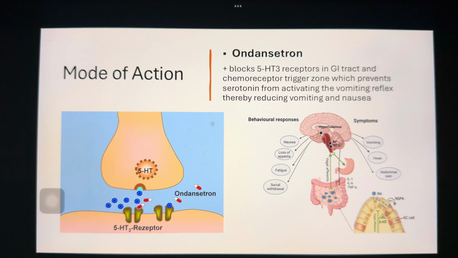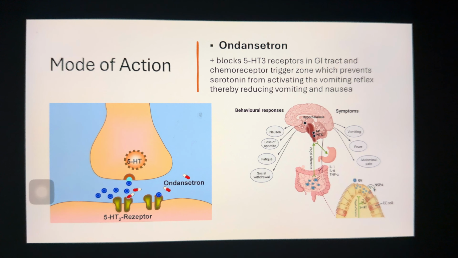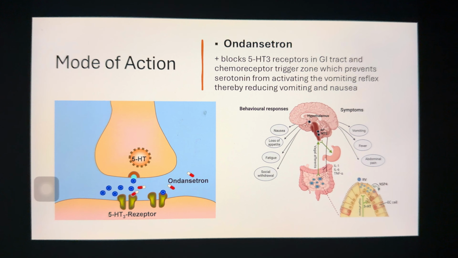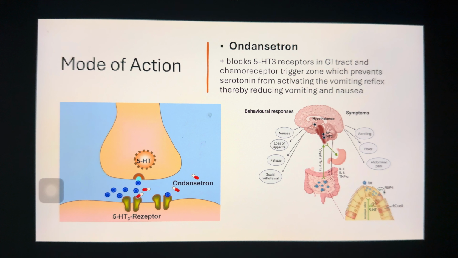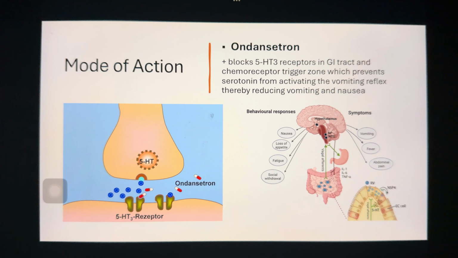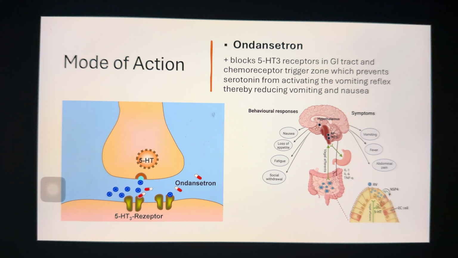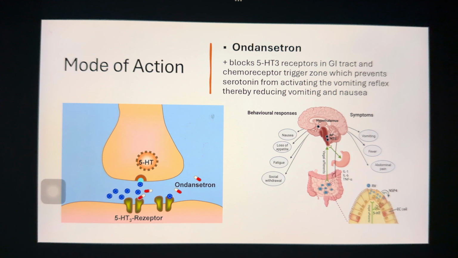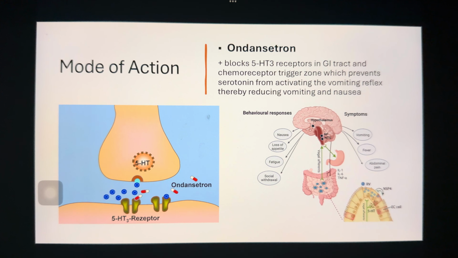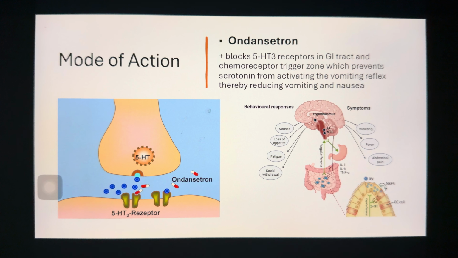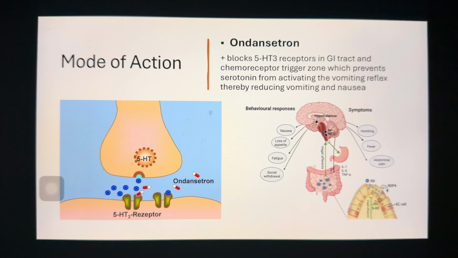The mode of action for one of the treatments is ondansetron. And to remind you, ondansetron is not to prevent norovirus, but to help treat its symptoms like nausea and vomiting. Ondansetron blocks 5-HT3 receptors in the GI tract and chemoreceptor trigger zone, which prevents serotonin from activating the vomiting reflex, thereby reducing vomiting and nausea.